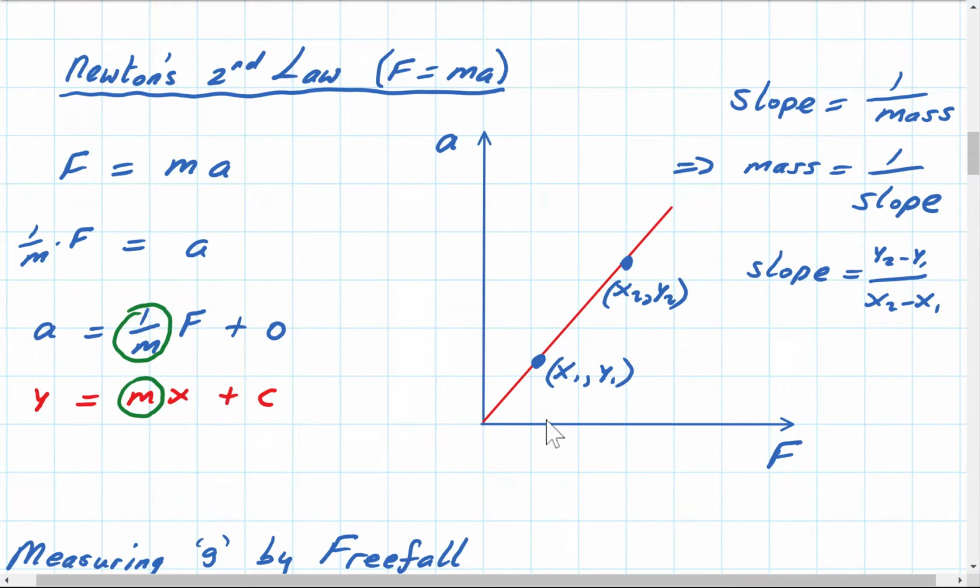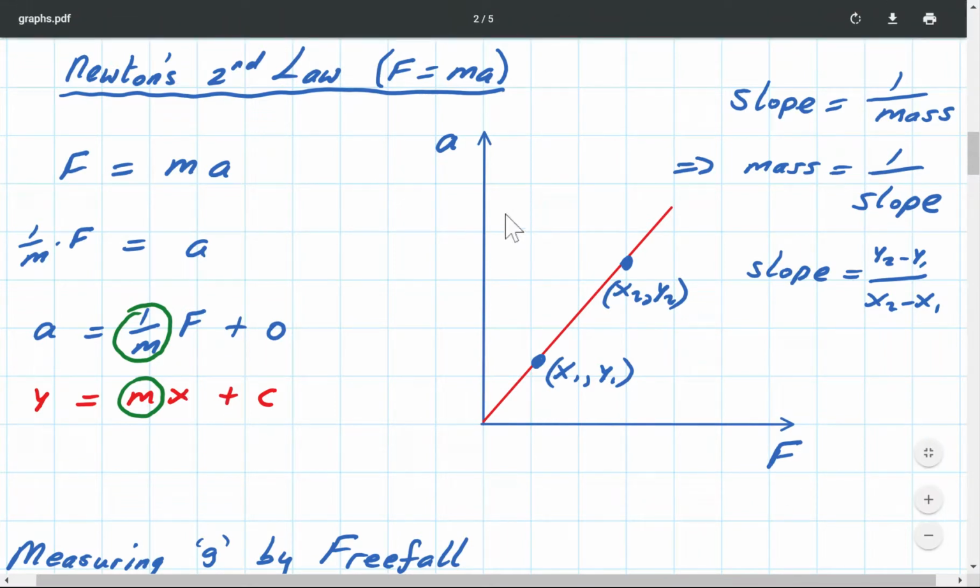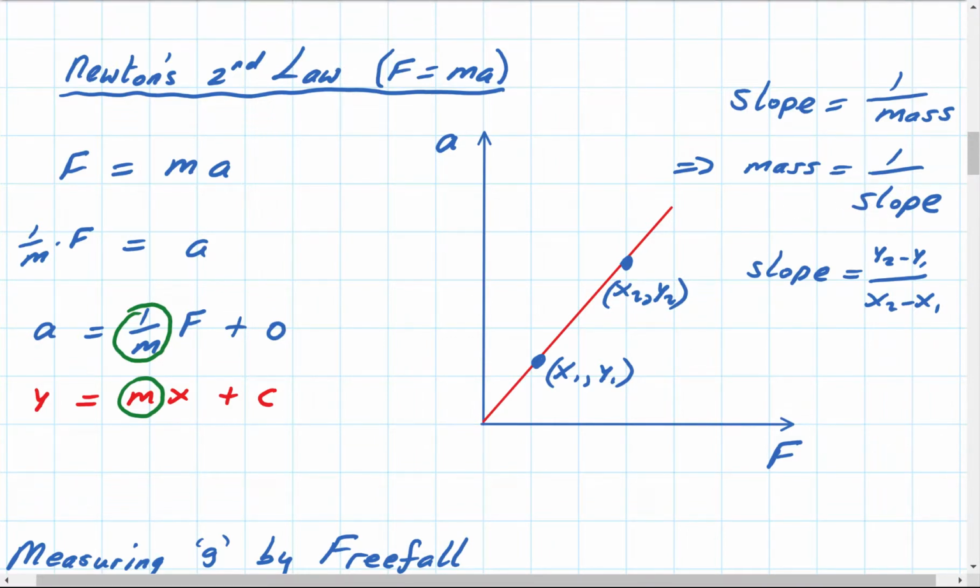The acceleration is now on the y-axis, and the force is now on the x-axis. So that's why you would plot F versus a to get the slope. And the slope is now 1 over mass, as I just said there. So the slope m is 1 over mass. So you measure your slope as usual with your slope formula, and mass is now 1 over slope. So that's Newton's second law.